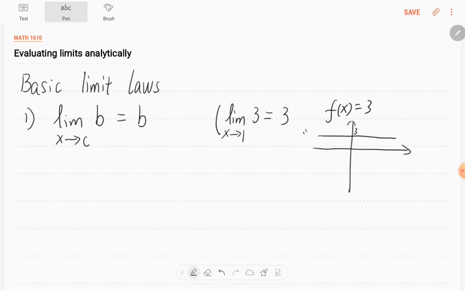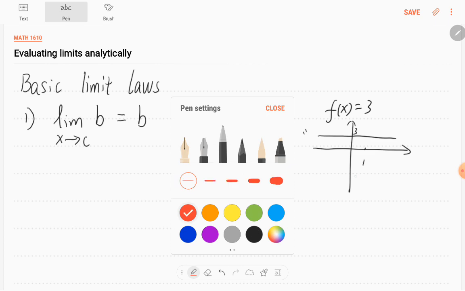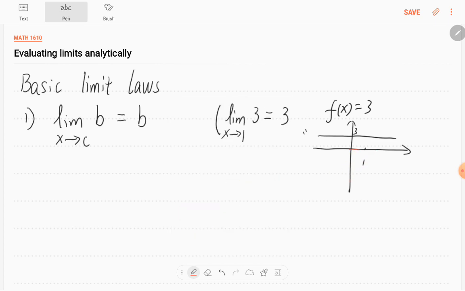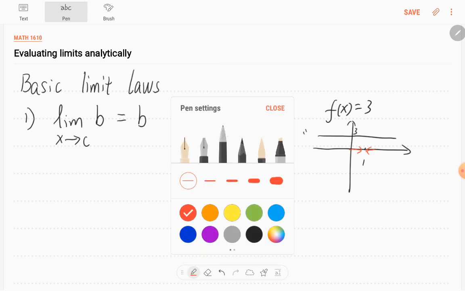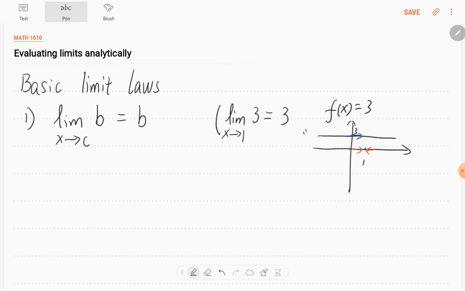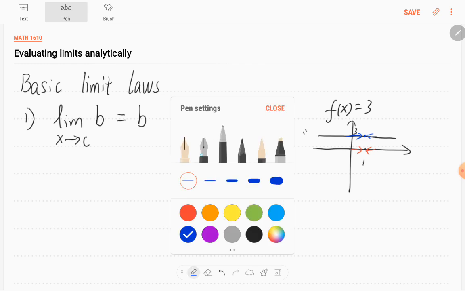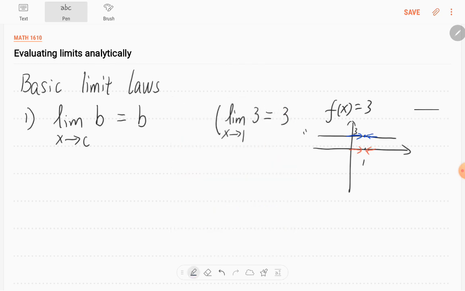Right, this is 3. When this is 1, for example, when x approaches 1, it means we approach 1 from the left side of 1 and from the right side, right? Then the f values will follow the curve, go this way and go this way. Both blue arrows will point to this point. This point has the value 3, so the limit is 3.